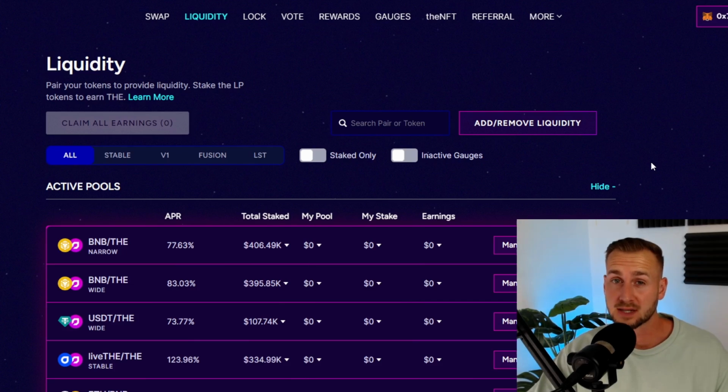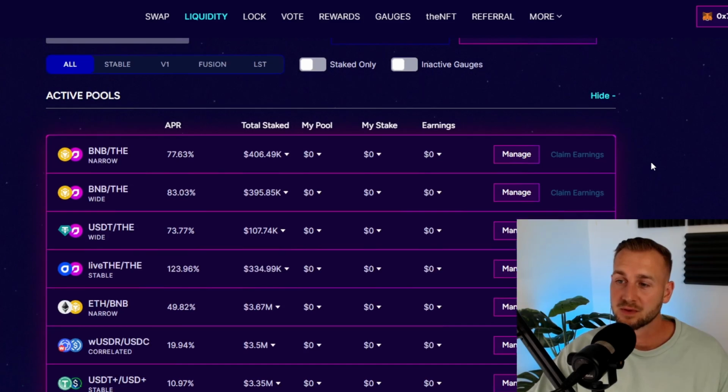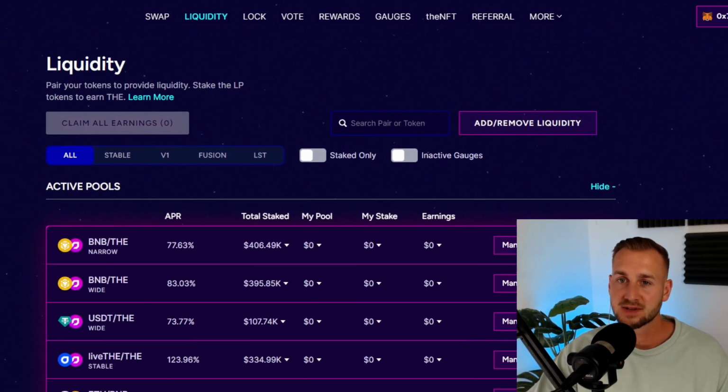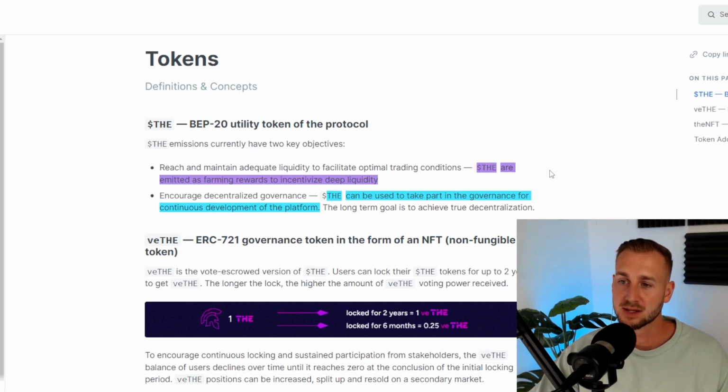THE, or the Thena token, is a high emissions token, and these emissions get directed to various pools on here. And so the setup for this is quite an interesting one and very innovative. Let's go back to the docs page and just get you acquainted with the token. So THE, or the Thena token here, has two main functions. It's an incentive token, so there's these weekly emissions emitted out to reward and incentivize deep liquidity on the DEX. Plus, it's also used for governance of this protocol. They very much have the ideals of decentralization and want this to be governed by the users.